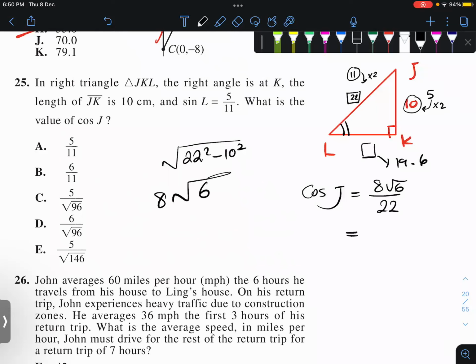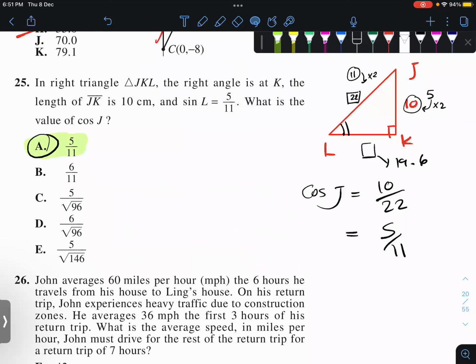22. And we can simplify more. Dividing by 2 will be 11 here, and up there will be 4 root 6. Yes, this is my mistake, I'm sorry. We need to find the cosine of angle J, which is 10 over 22, which is 5 over 11. So the answer is A. I'm sorry. So no need to find this, because we need to find the cosine of J. Is it true with you? Yes. Okay.